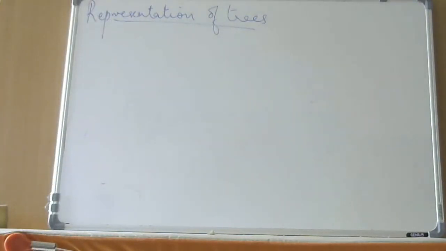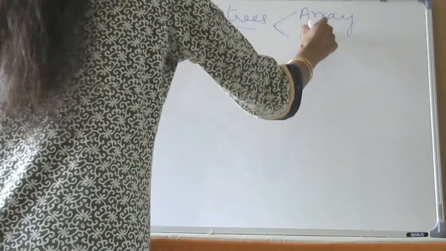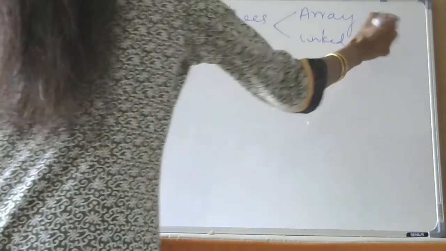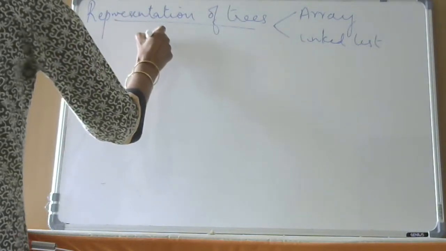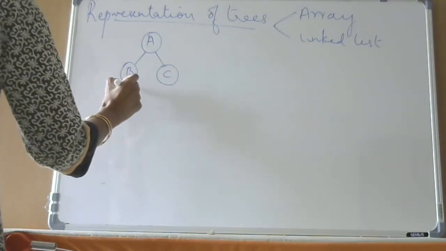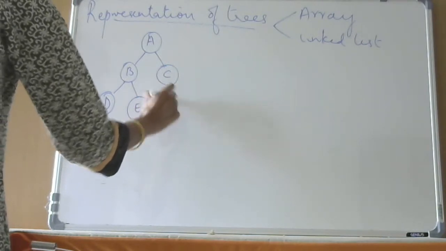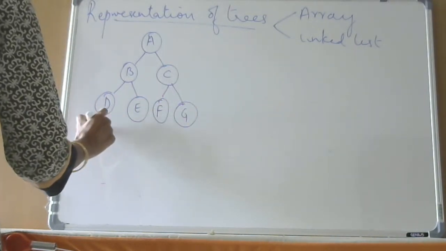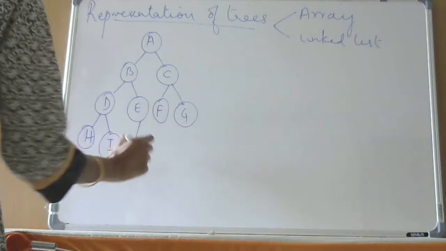Now, trees can be again represented in two different ways. One is the array representation, and the other one is the linked list representation. Okay, so how do you represent using arrays and how do we represent using linked list? Now, let me take an example of a tree. So this is an example of a tree.